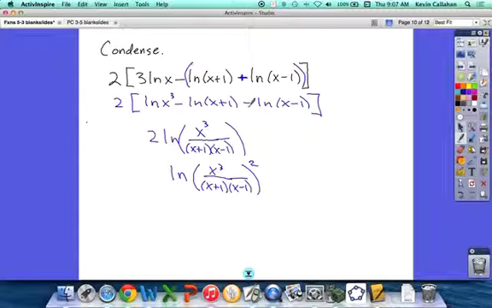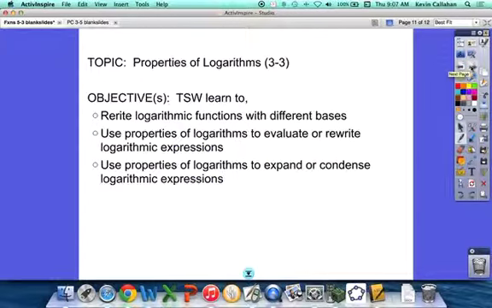Okay, so that's it. So again, this was the change of base formulas, which, if you have an 83 at home, you really want to know how to do, because that'll help you with all the other bases. And then we used the properties to expand and to condense.